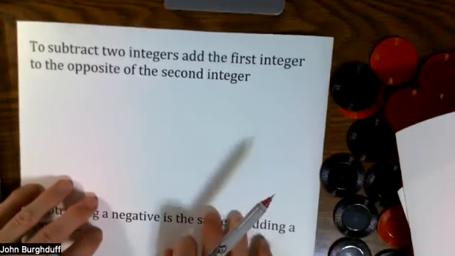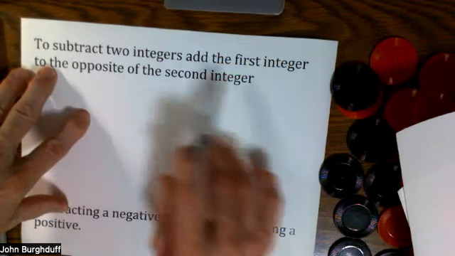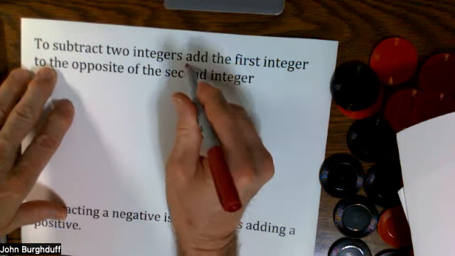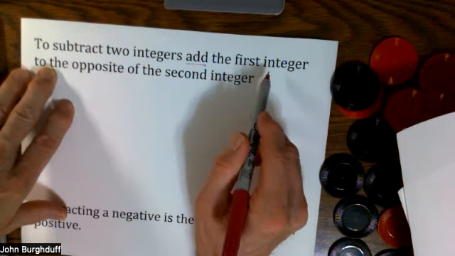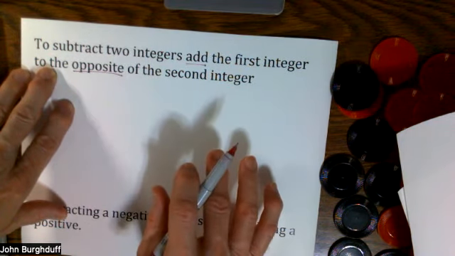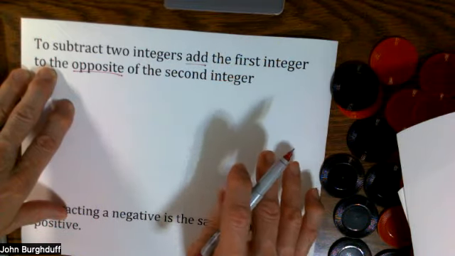How can we state that as a rule? Well, I think what we just did exactly illustrates this. To subtract two integers, add the first integer to the opposite of the second integer. Add the first integer to the opposite of the second.